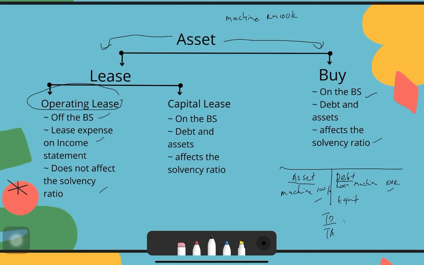So what happens if the asset that we acquire is under a capital lease? If it is a capital lease, it must be recorded on the balance sheet, the same as if we buy the asset. We must record the debt and the asset, and it will affect the solvency ratio. Now the business wants to keep the solvency ratio low. So what is the difference between the operating lease and the capital lease?